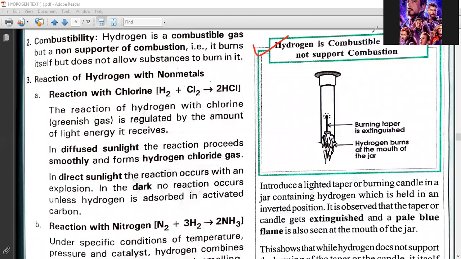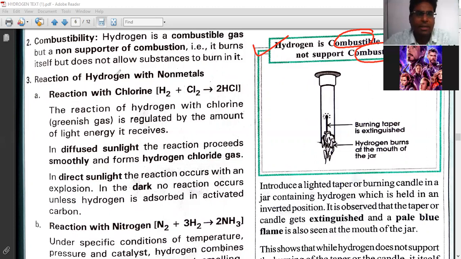Next point is hydrogen is combustible, but it doesn't support combustion. इसका मतलब क्या है, जो हाइड्रोजन है ना वो खुद बर्न होता है, लेकिन ना ये किसी को बर्न होने को सपोर्ट नहीं करता है, राइट? लाइक ऑक्सीजन जो है जैसे सपोर्ट करता है कंबसन को, बट जो हाइड्रोजन गैस it doesn't support the combustion. ठीक है, जैसे हाइड्रोजन जो गैस है वो खुद बर्न होता है, it doesn't support the combustion, it means. So now look at the points.